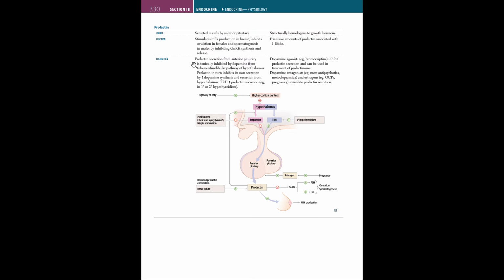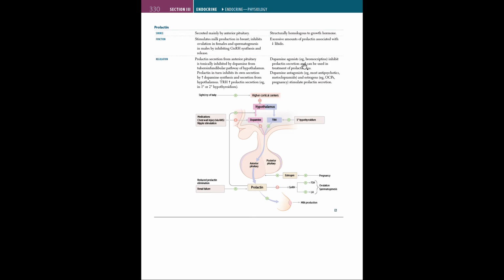Regulation. Prolactin secretion from anterior pituitary is tonically inhibited by dopamine from the tuberoinfundibular pathway of hypothalamus. Prolactin in turn inhibits its own secretion by increased dopamine synthesis and secretion from hypothalamus. TRH increases prolactin secretion in primary or secondary hypothyroidism. So you can see this increase in TRH, prolactin secretion in primary or secondary hypothyroidism.